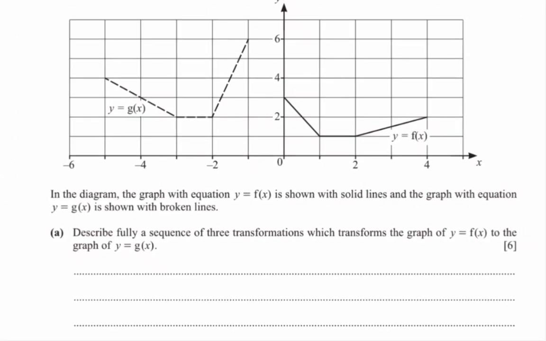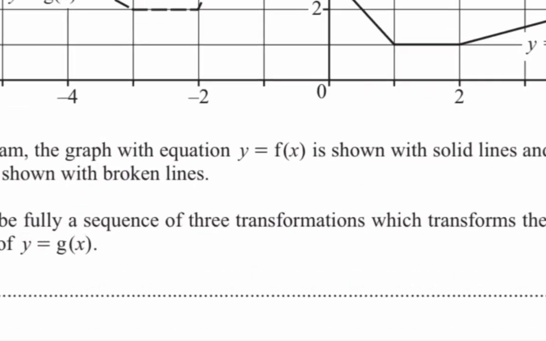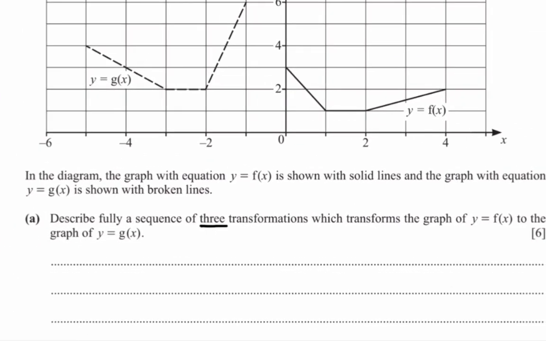And for the fifth question now, we're given a diagram, and it says in the diagram the graph with the equation y equals f of x is shown with solid lines, and the graph with the equation y equals g of x is shown with broken lines. Part A says describe fully a sequence of three transformations which transforms the graph of y equals f of x to the graph of y equals g of x for 6 marks.